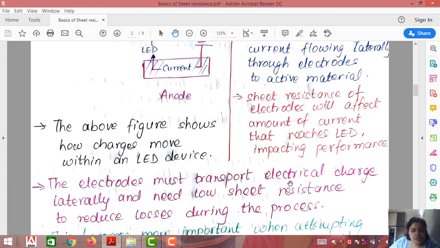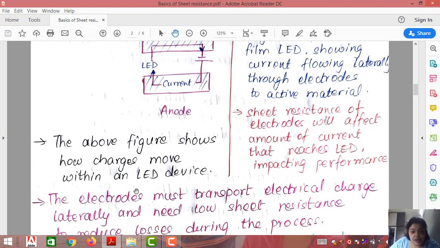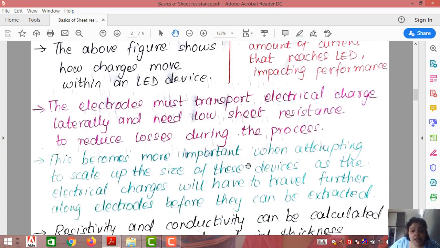The electrodes must transport electrical charge laterally and need low sheet resistance to reduce the losses during the process. Now, if current is flowing like this, if the electrode resistance is very high, the current value is going to drop. So electrodes which are used to transport the electrical charge should have a very low value of resistance, which in turn will give you higher current and reduce the losses during the process. Now this becomes more important when we design very small components or nano components that are used in different parts of electronic circuits.